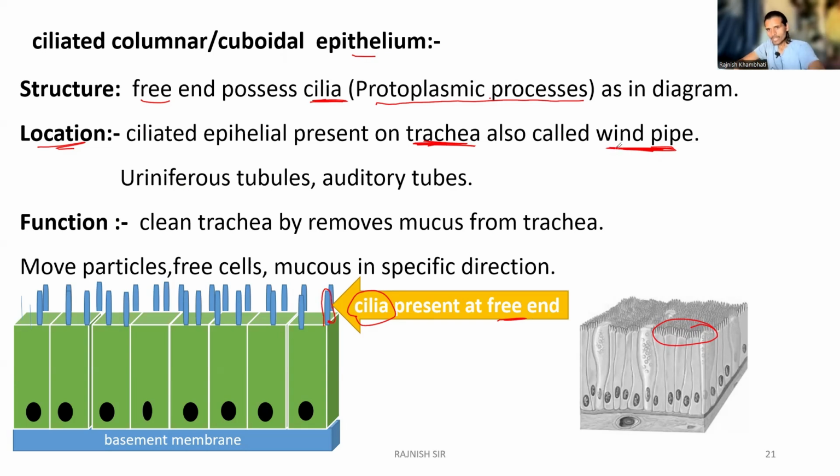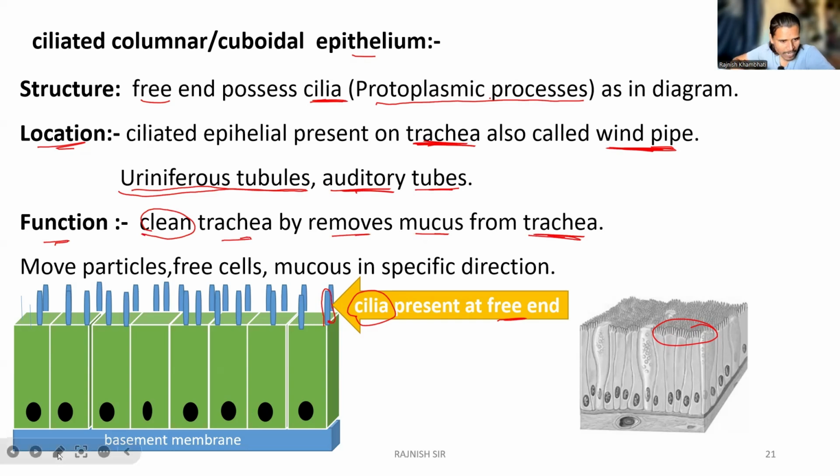They are present in the windpipe, the trachea, in the uriniferous tubule in the kidney, and in the auditory tubes in your ear. Their function is to clean the trachea by removing the mucus from the trachea. Now, these cilia which are present over here.